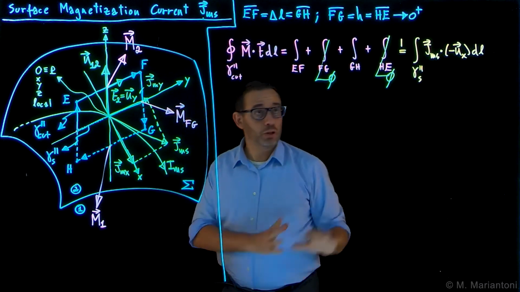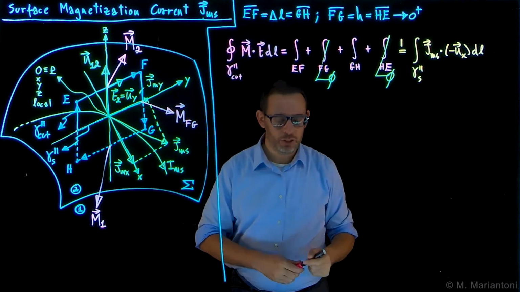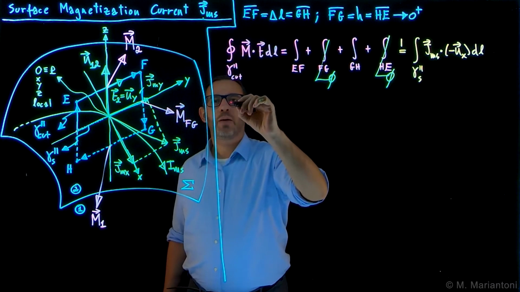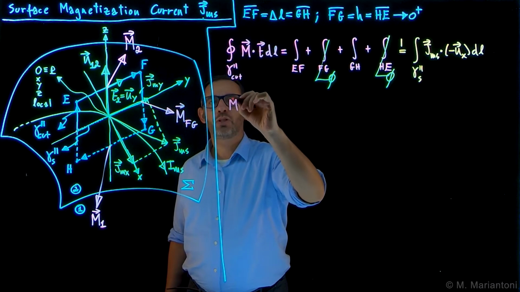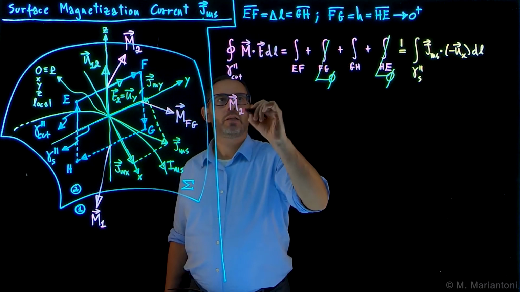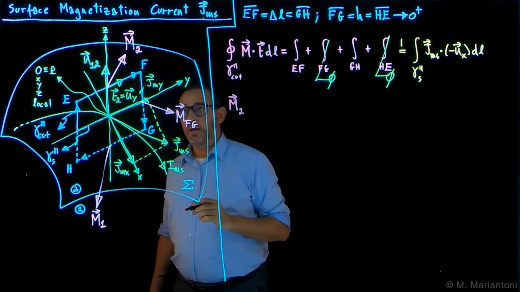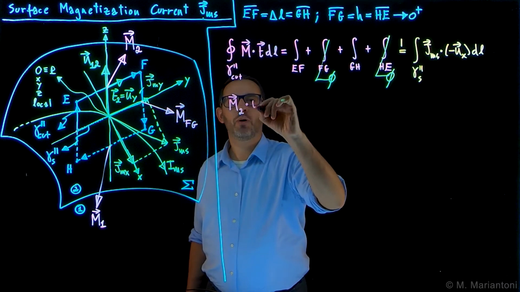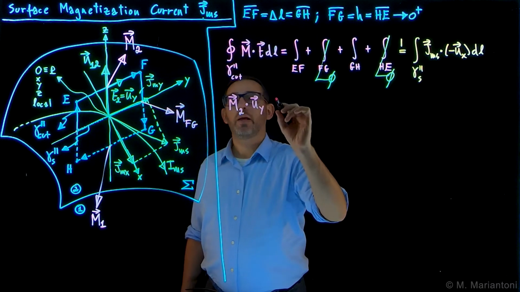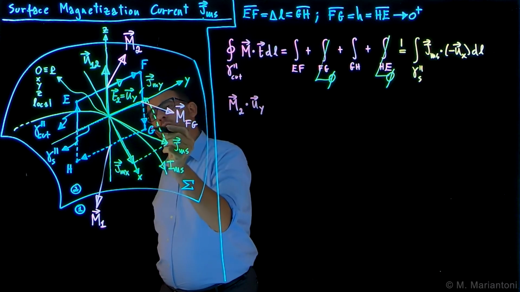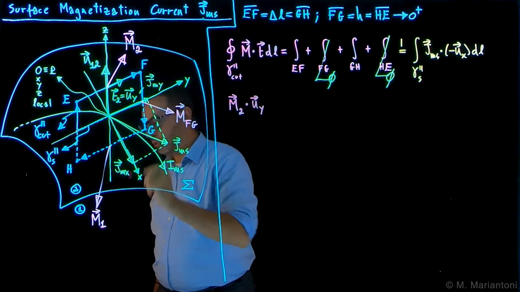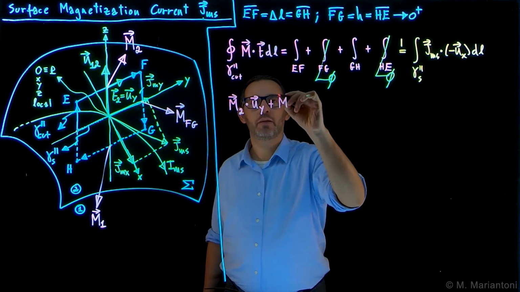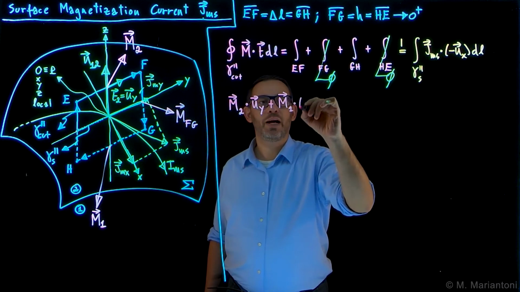Okay, so now, with all this in mind, what is this first part here? We are only left with two contributions. Along EF, we have M2, which is a vector, and we need to dot it with T2, which is actually Uy. So we dot this with Uy. And what about M1? M1, we are going from G to H, so we need to dot it with minus Uy. So it's plus M1 in region 1, dotted with minus Uy.